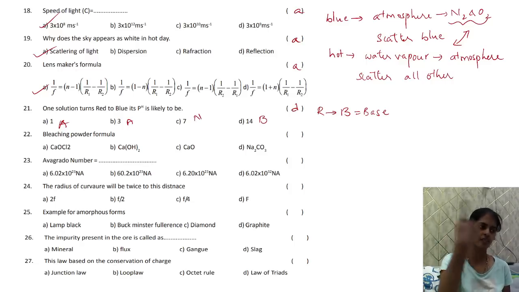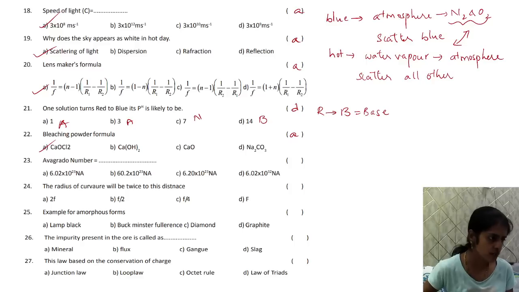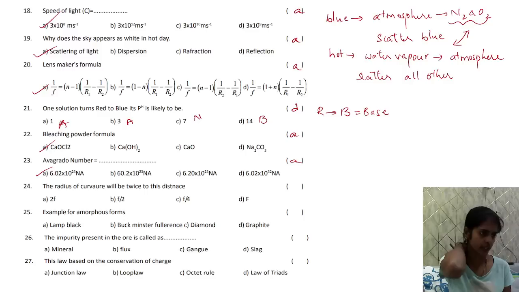Bleaching powder formula, just now we have learnt, no? CaOCl2. Avogadro number, this also we have discussed. What is Avogadro number? 6.02 into 10 power 23. So A. Okay. Next one.